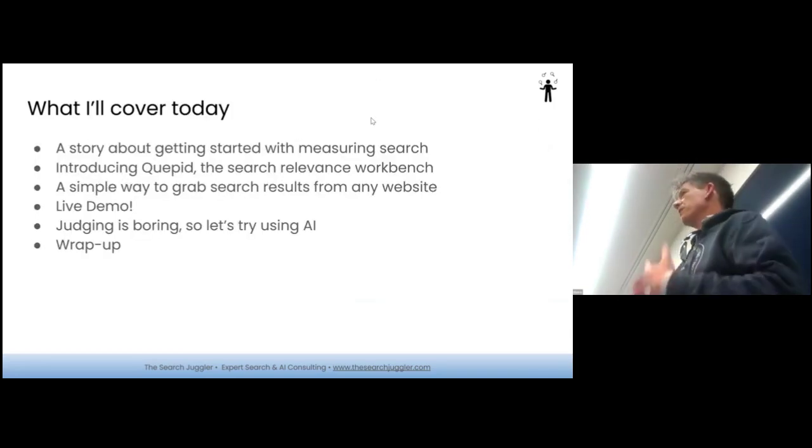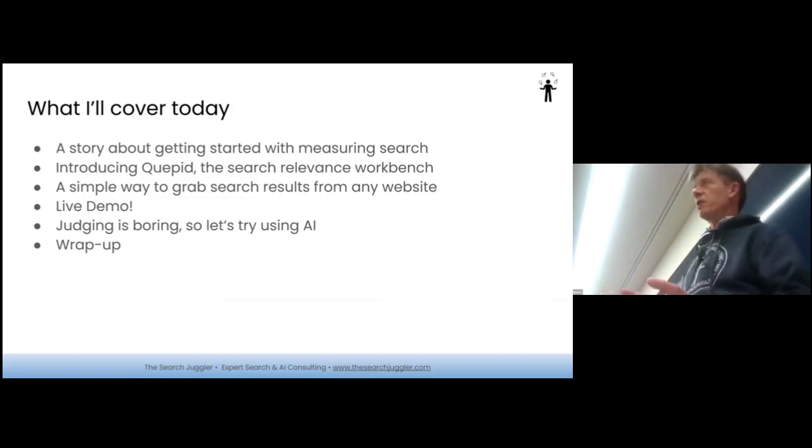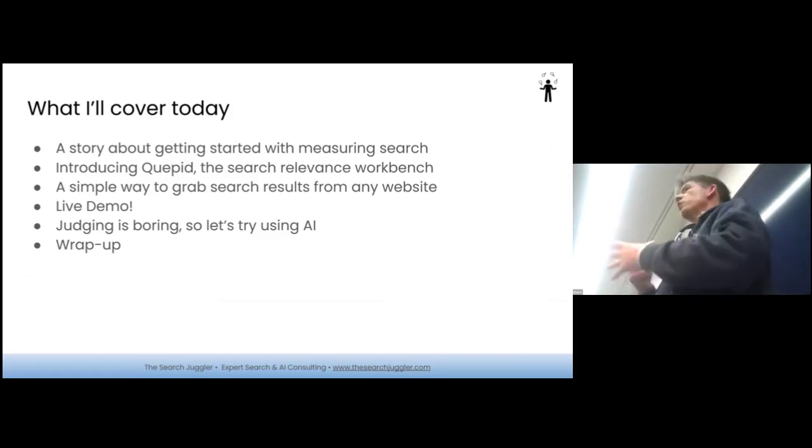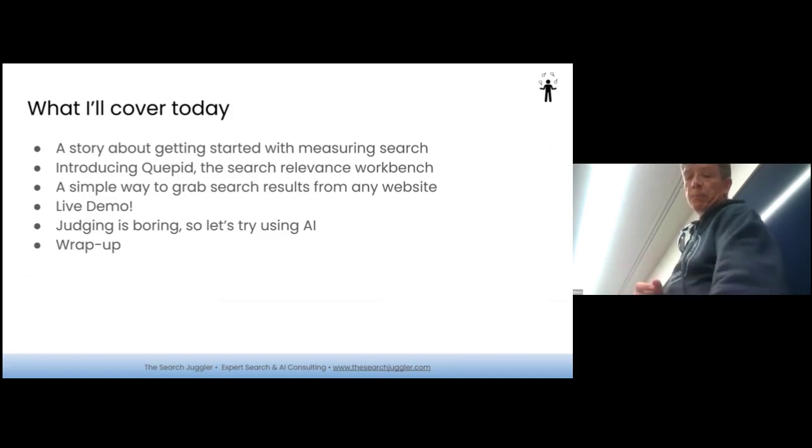what I'm going to cover today is a little story about getting started with measuring search, why you might want to do it. I'm going to talk about a tool called Cupid, which is a way of collecting human judgments to measure search quality. And then the hack I've made to make it work with pretty much any website's search function. I'm going to do a live demo. And then I'm going to talk about, well, actually doing human judgments of search quality is really boring, so let's get AI to do it instead.